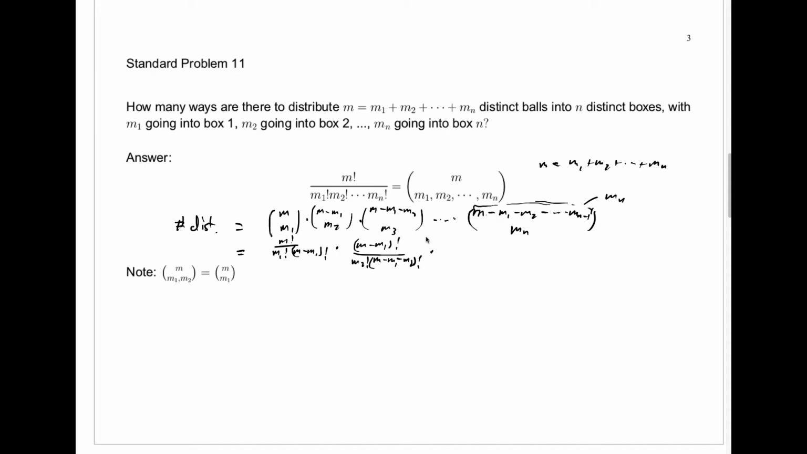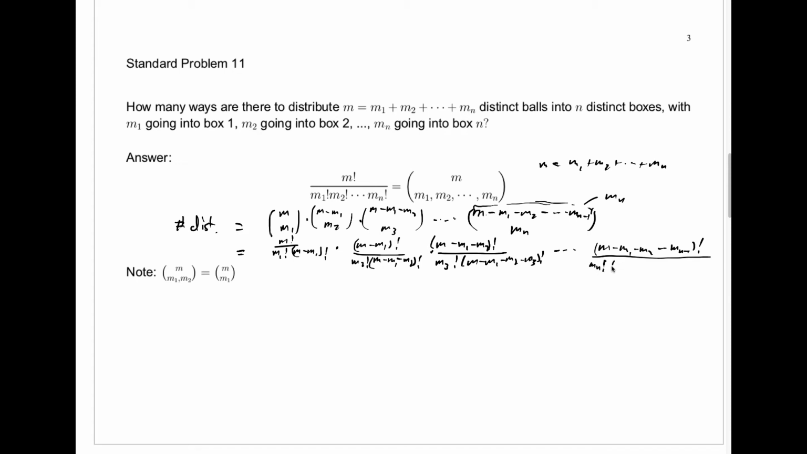And then we'll keep going like that. The next one will be (m − m1 − m2) factorial over m3 factorial. And then you'll have the top one minus the bottom, which is m − m1 − m2 − m3 factorial. And we'll keep going all the way until this last one. And the last one is (m − m1 − m2 through m sub n − 1) factorial divided by m sub n factorial.